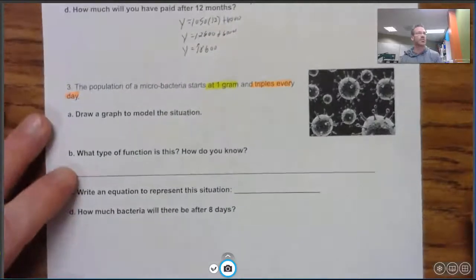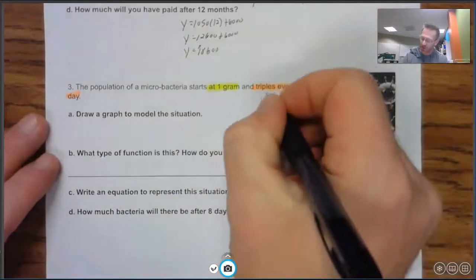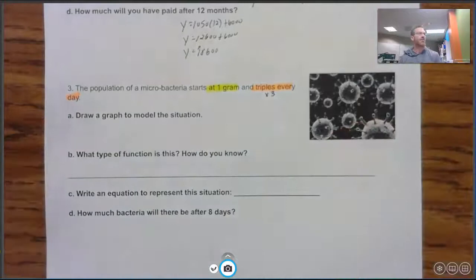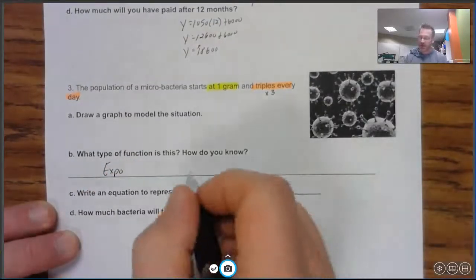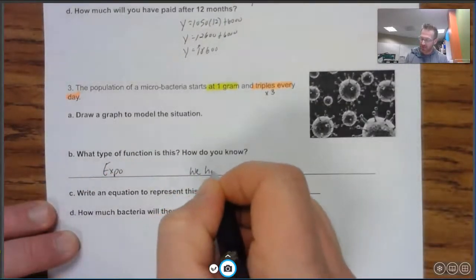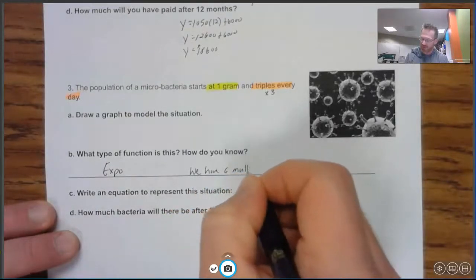And when we say something's tripling, we know that means multiplying by 3. Recognizing that should help us know what type of function this is. Anytime we're dealing with a multiplier or divider, we know that is going to be an exponential function. So we know this has to be exponential, and that's because we have a multiplier for our rate of change.